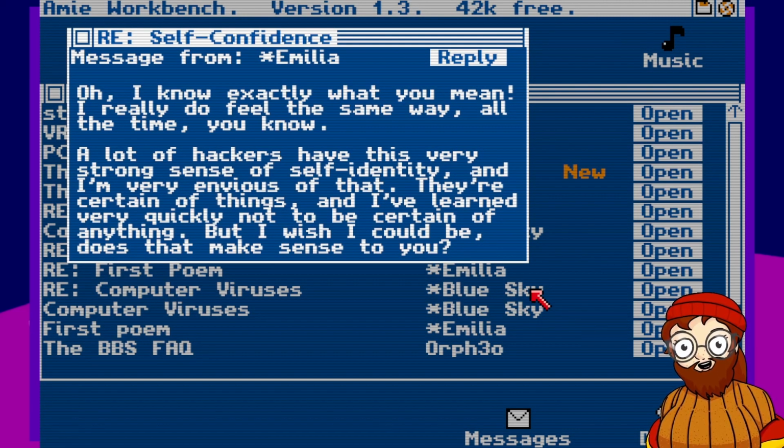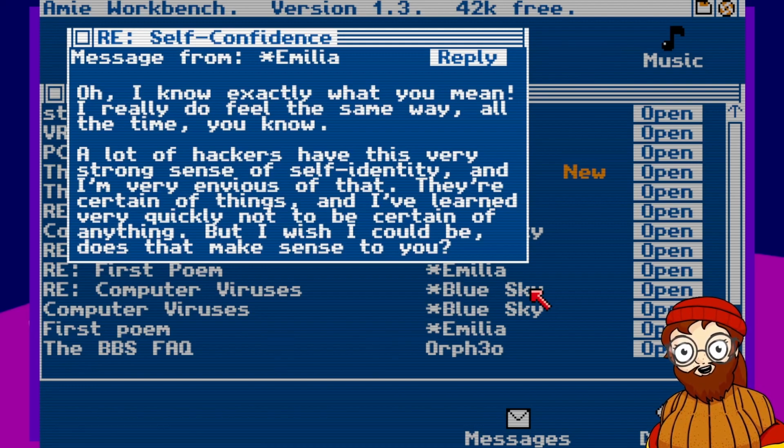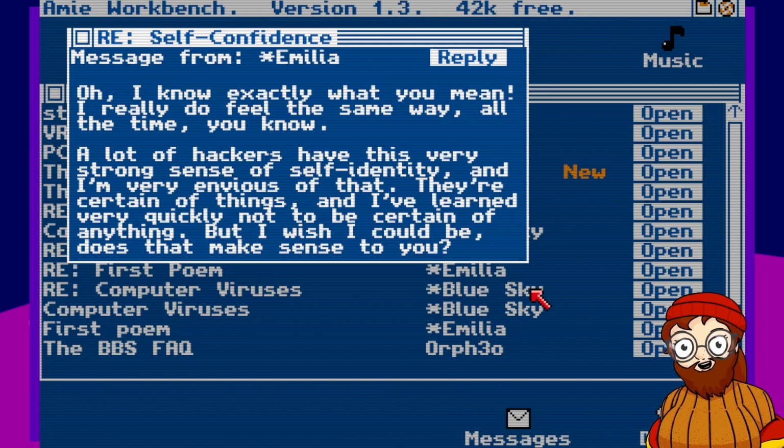Self-confidence. Oh, I know exactly what you mean. I really do feel the same way. All the time, you know. A lot of hackers have this very strong sense of self-identity, and I'm very envious of that. They're certain of things, and I've learned very quickly not to be certain of anything. But I wish I could be. Does that make sense to you?